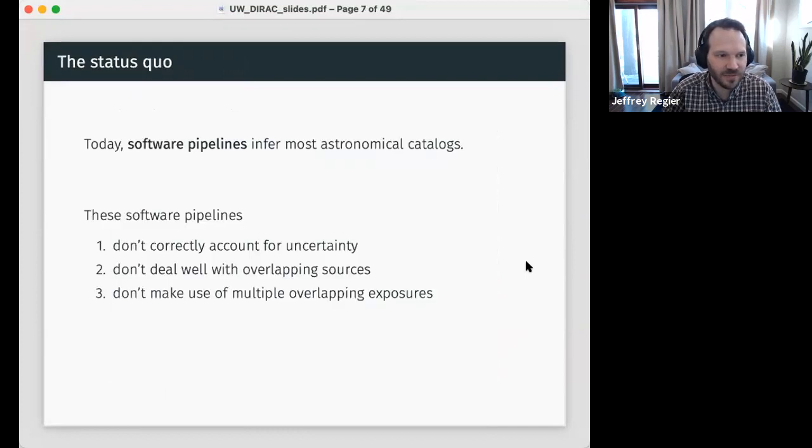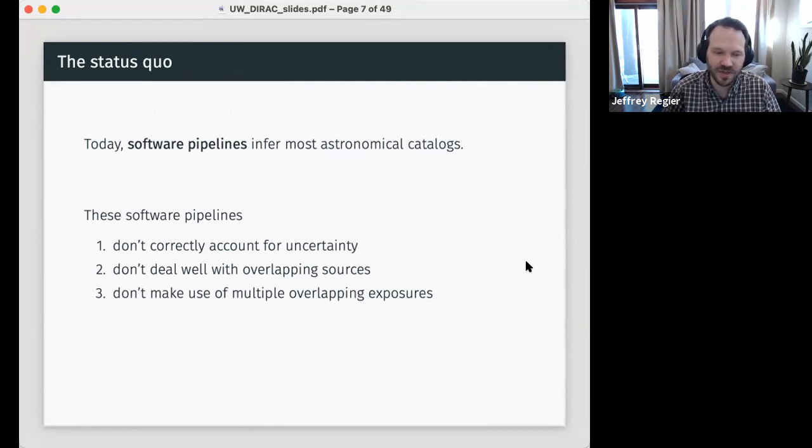So difficult problem. Today, the status quo is to use software pipelines as opposed to anything probabilistic. These software pipelines operate in stages. Each stage kind of passes on some of its predictions, but ignores a lot of the uncertainty measurements. And so as a result, the pipeline in total doesn't correctly account for all the uncertainty of all the different stages of the pipeline. These pipelines to date don't have a method really about reasoning about overlapping light sources.